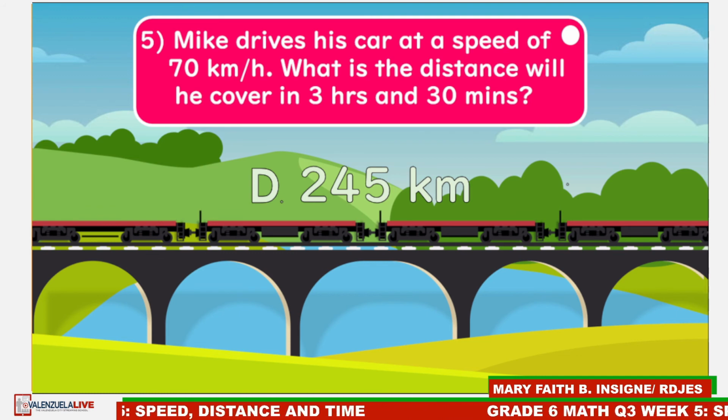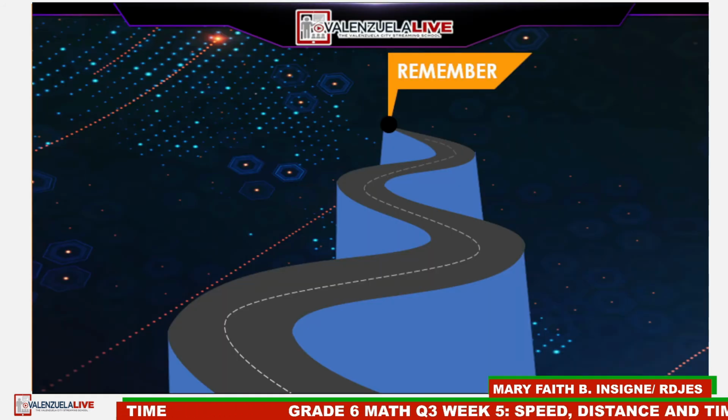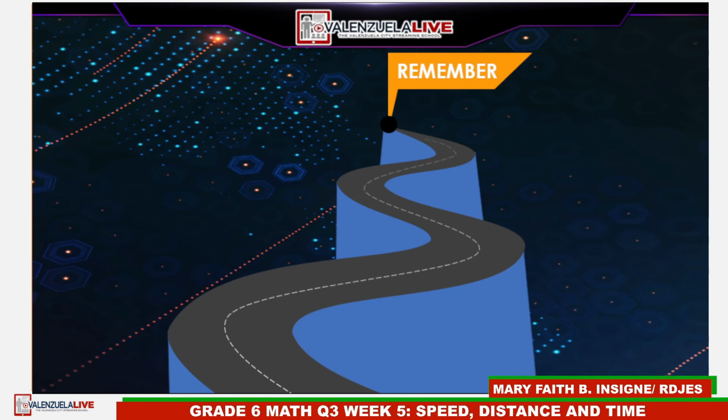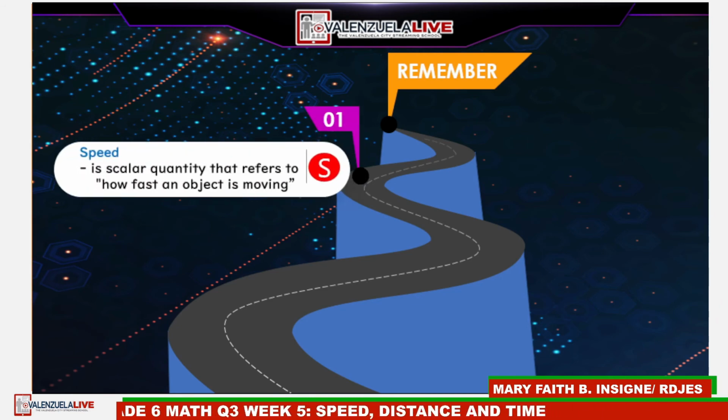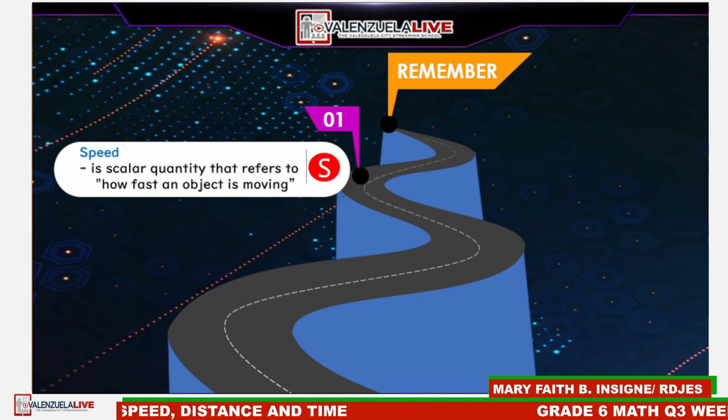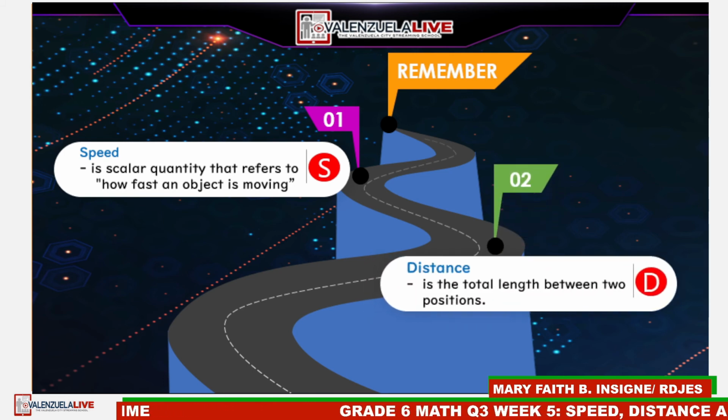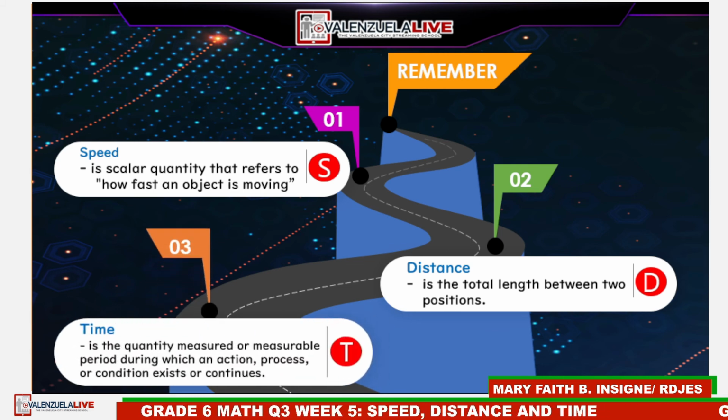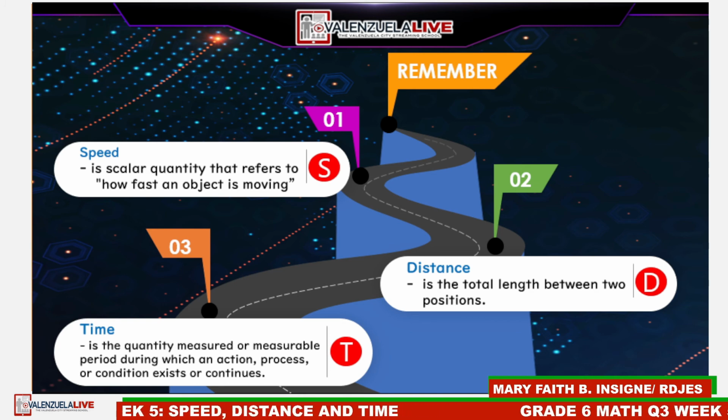Math amazing job, Mathletes! And thank you for responding to our activity. Now, let's remember the following. Number 1. Speed is a scalar quantity that refers to how fast an object is moving. Second, distance is the total length between two positions. And time is the quantity measured or measurable period during which an action, process, or condition exists or continues.